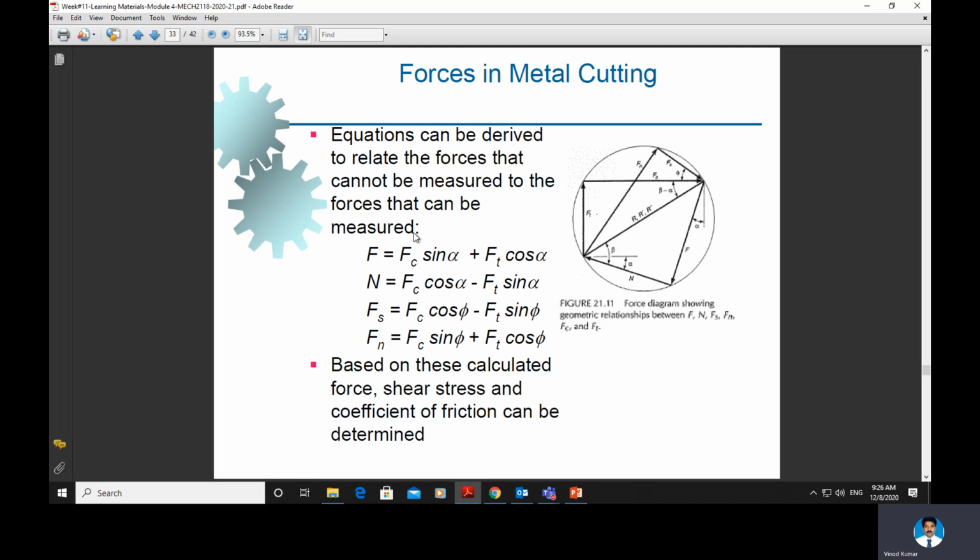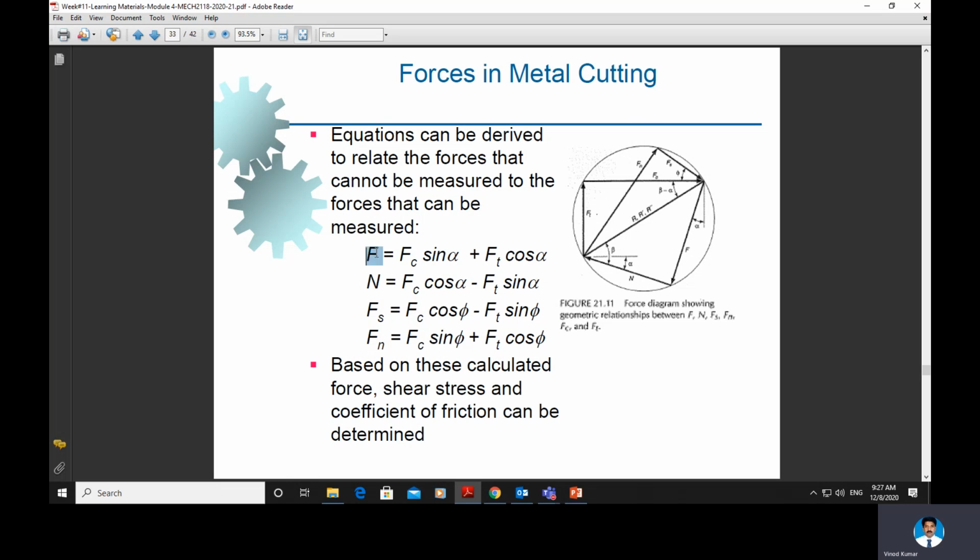So what can we calculate? One important thing we need to understand is that we will not be able to measure the frictional force, the normal to the frictional force, the shear force, or the normal to the shear force. We can use certain equations to calculate them, but we cannot measure them. But we can measure the cutting force and the thrust force. So using the measured cutting force and thrust force, we can calculate the frictional force, normal to frictional force, shear force, and normal to shear force.